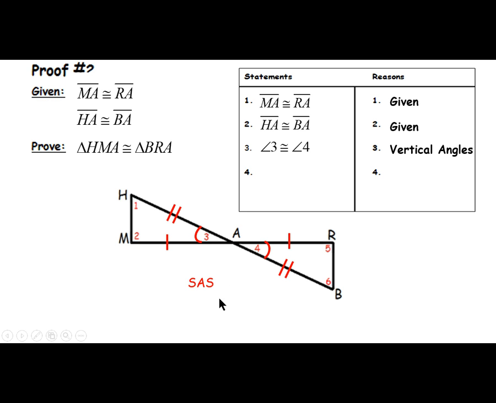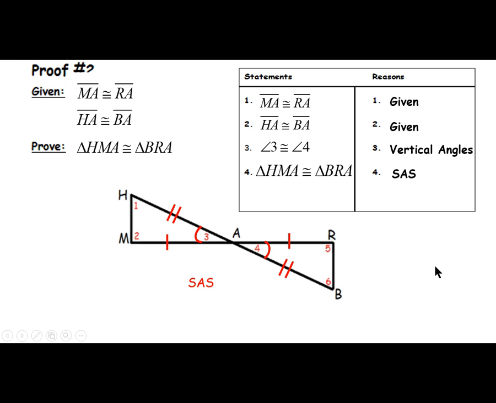Finally, we established at the end that this is an example of side angle side, so we can say the two triangles are congruent. What would be the reason for that? It's side angle side. Two sides and the included angle congruent to two sides and the included angle mean the triangles are congruent.